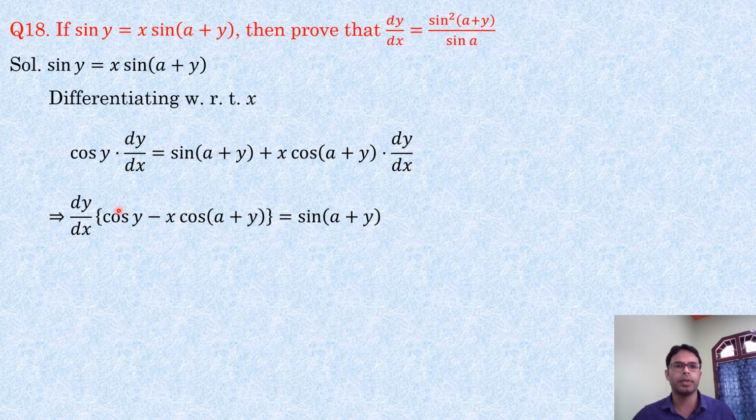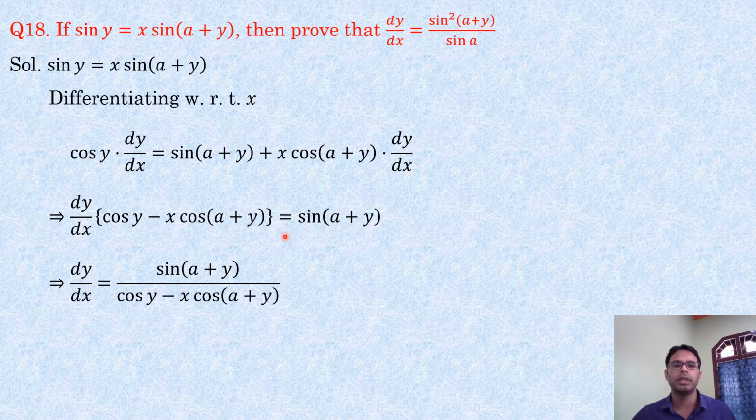dy/dx is common, this is cos y, and this term will go to the left hand side and becomes negative. So the left hand side is negative, dy/dx is taken common, so it is minus x cos(a + y) plus y, and this term is already on the right hand side. So dy/dx is equal to sin(a + y) divided by this one.